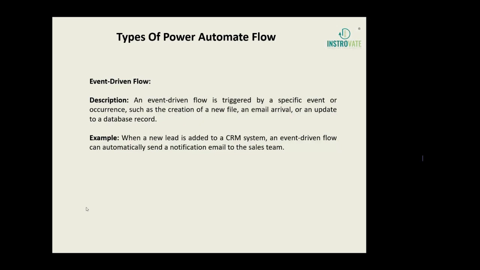Now, types of Power Automate flow. First is event driven flow. An event driven flow is triggered by a specific event. Basically, this flow will trigger when a specific event or occurrence happens, such as creation of a new file, an email arrival, or an update to a database record. So for that we use the event driven flow. For example, when a new lead is added to a CRM system, an event driven flow can automatically send a notification email to the sales team.